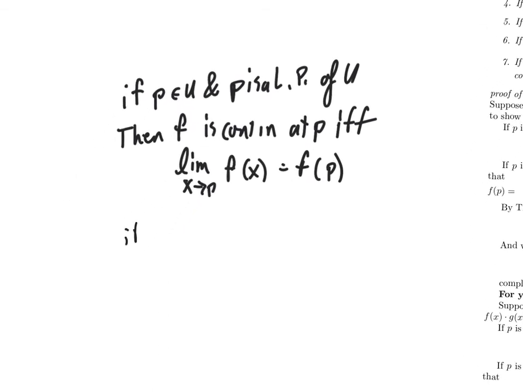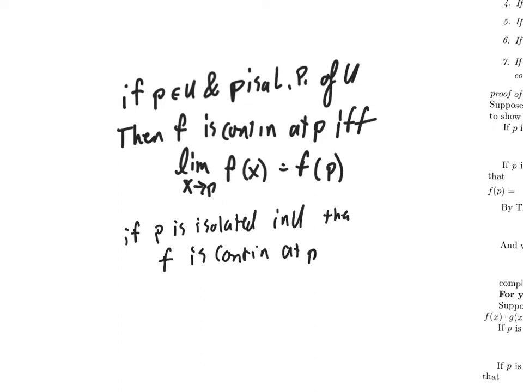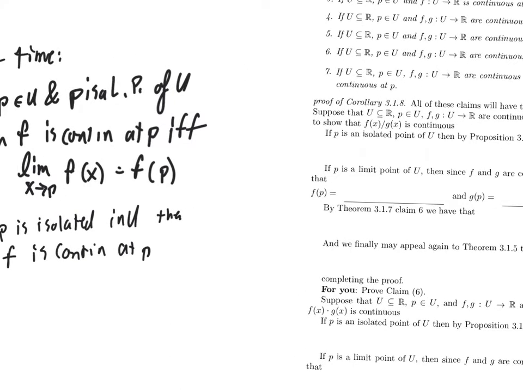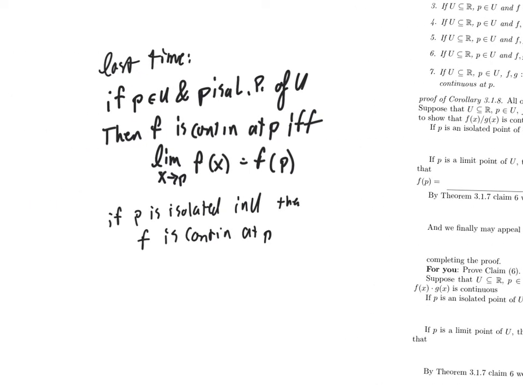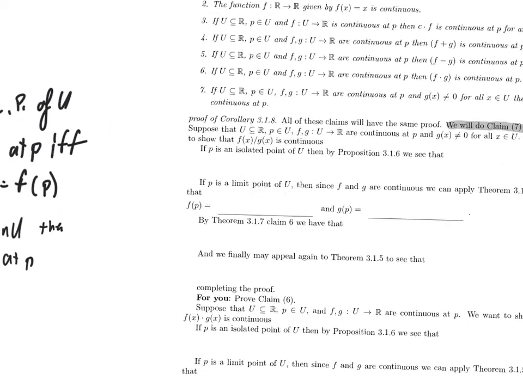I know that if P is an isolated point of U, then no matter what, F is continuous at P. And those are both things that we did last time, in the previous video. So let's use those two cases. So I'm interested in F divided by G.